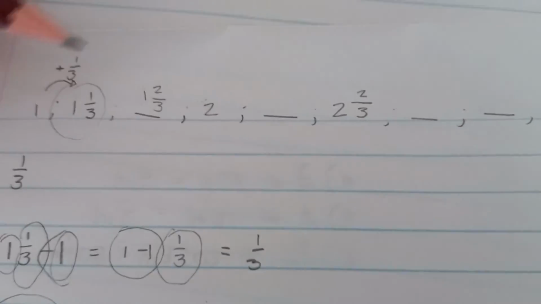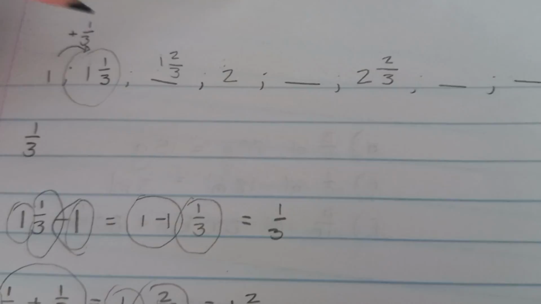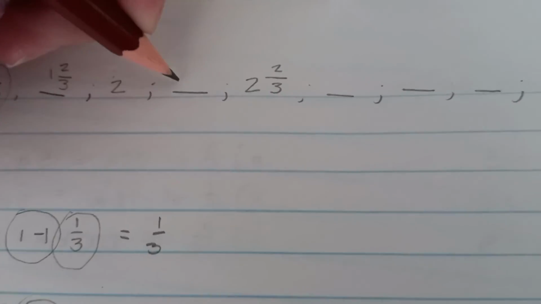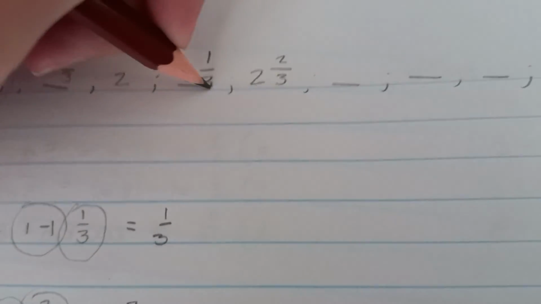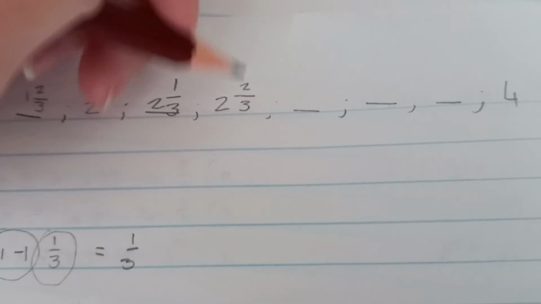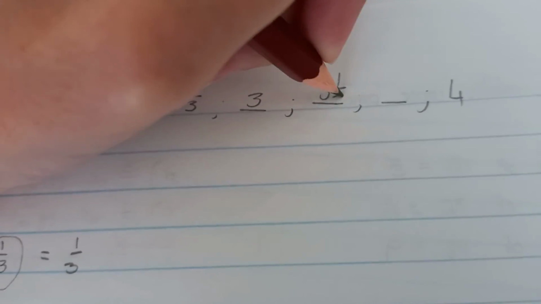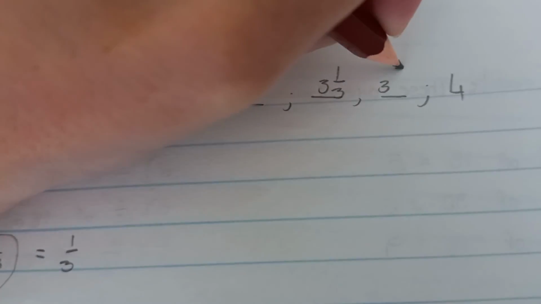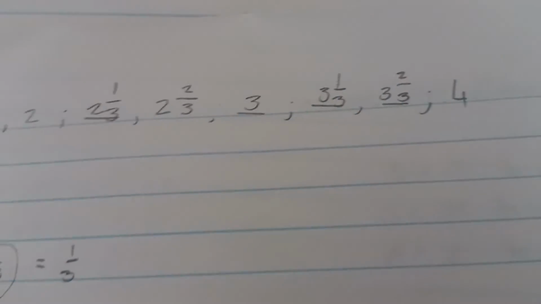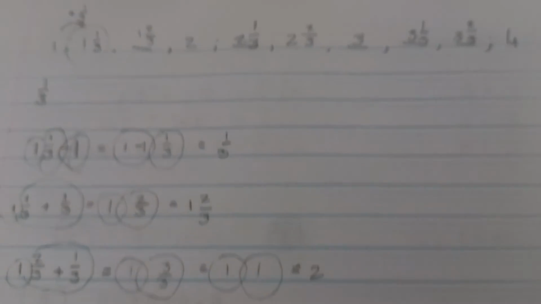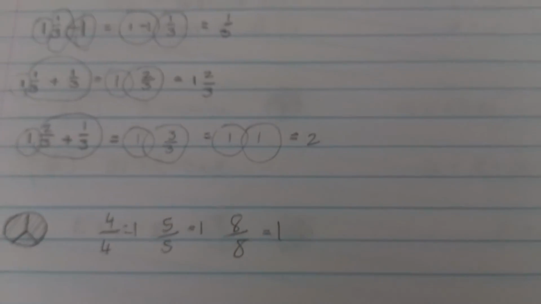Okay, and then obviously you know everything here is making sense. We're adding in thirds. So then you know that will be 2 and 1/3, 2 and 2/3, 3, 3 and 1/3, 3 and 2/3, and 4. So it's that simple and easy, and I hope that helped.